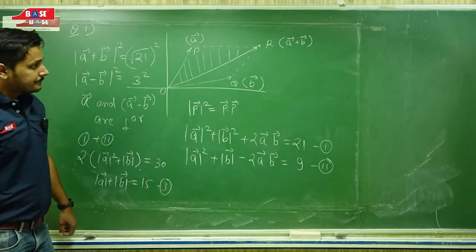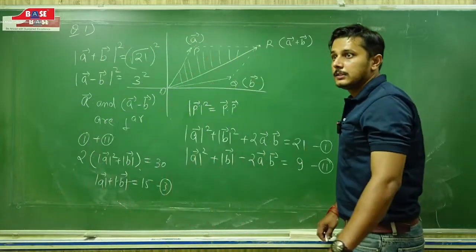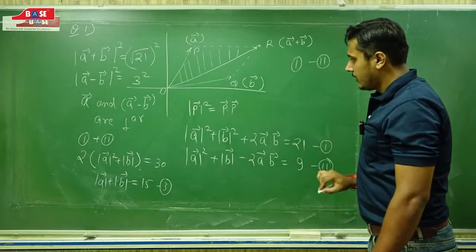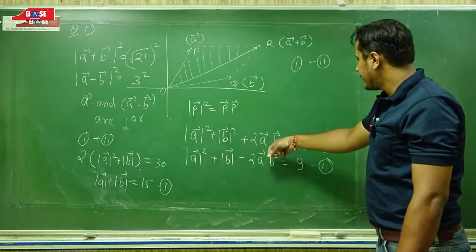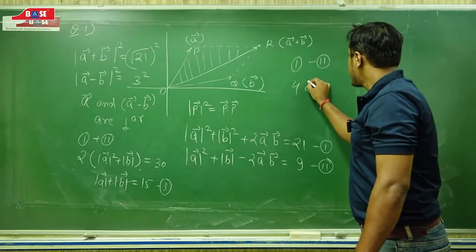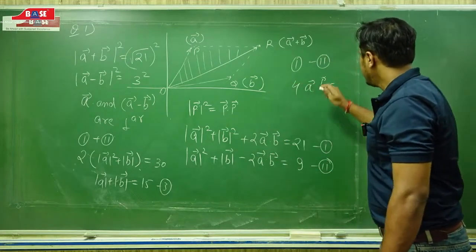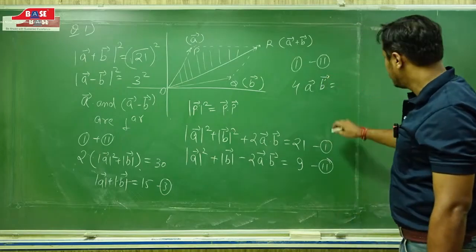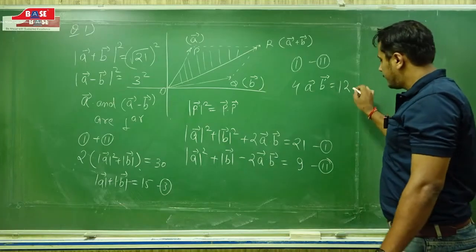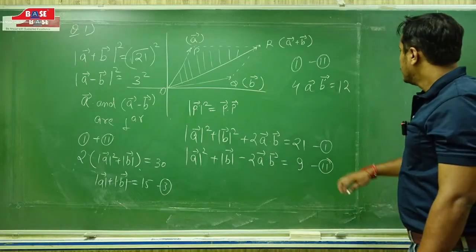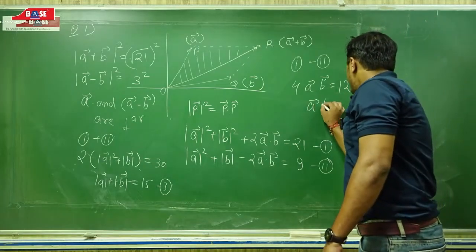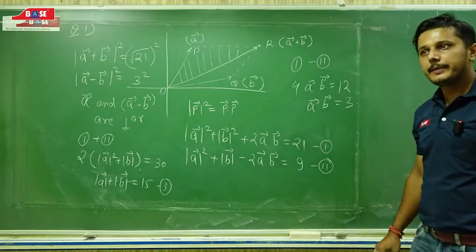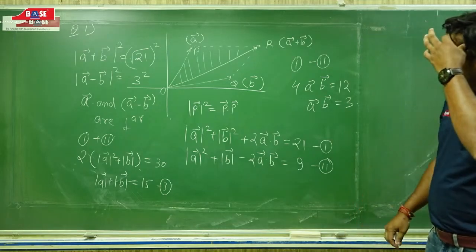And if I subtract them, so 1 minus 2 will give me mode a, mode b will get cancelled, and we will get 4 times a dot b is equal to their difference 12. Their difference will come as 12 here. So a dot b is equal to 3. A dot b is equal to 3. Now area they are asking.